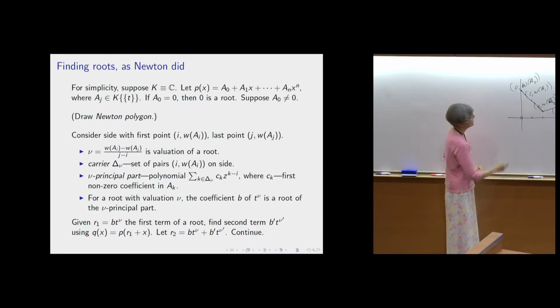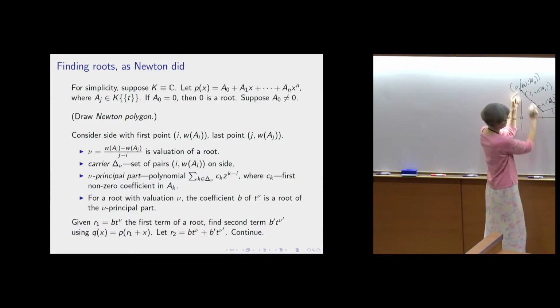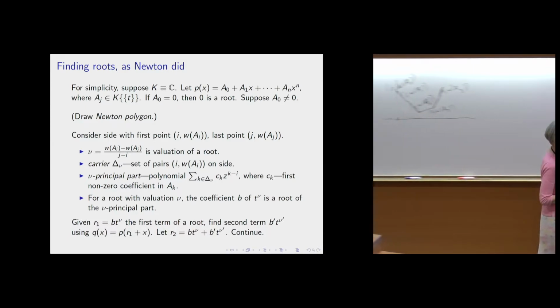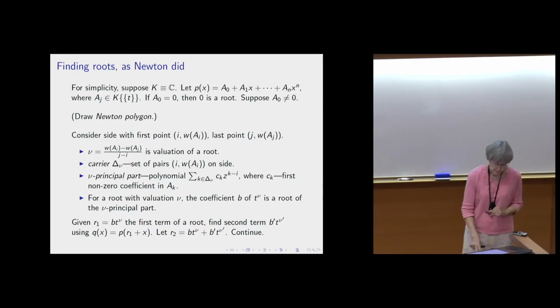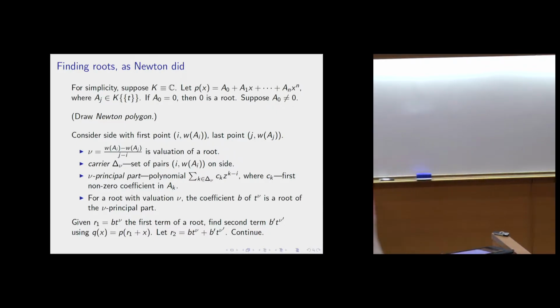And let me sort of indicate a little bit what we do with this to see something about the roots, at least their first terms. So let's fix a side, maybe this first side, and it will correspond to some roots. So we'll take a side with first point, that 0, W of A0, and last point, the 2, W of A2. That's this point right here.